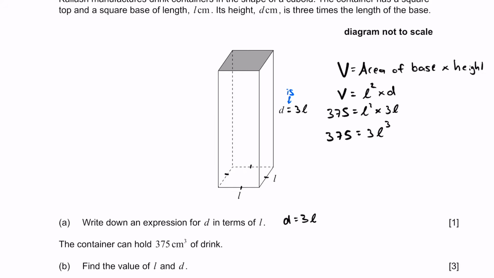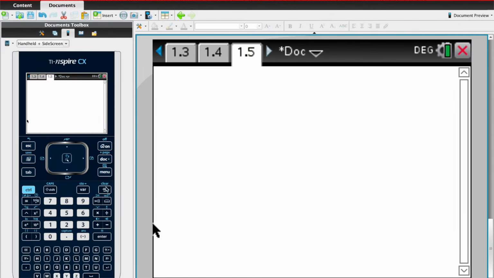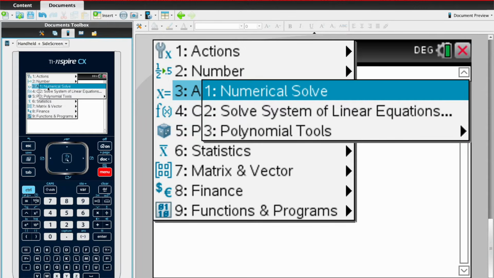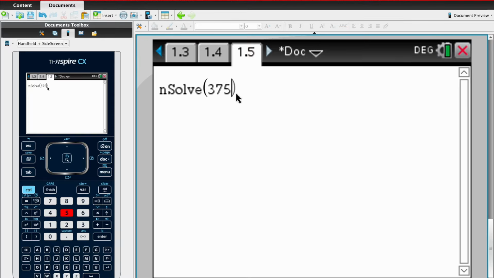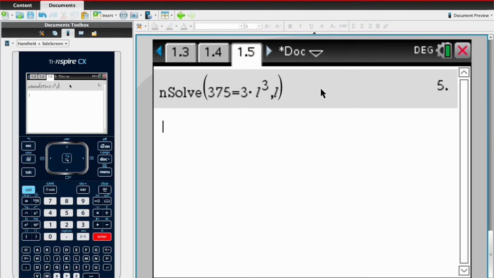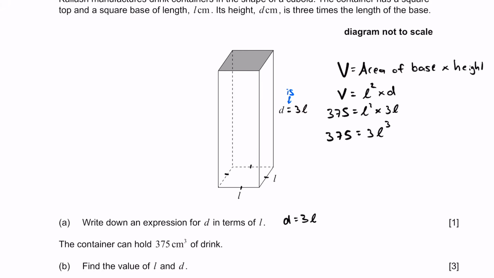So here we go. Menu, algebra, numerical solve. 375 equals 3L cubed. And then ask the calculator to solve for L. And we have a value of 5. Okay. So L is equal to 5 centimeters. Let's go back to the document here. L is equal to 5.